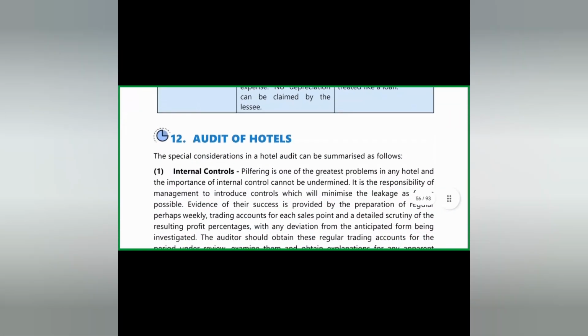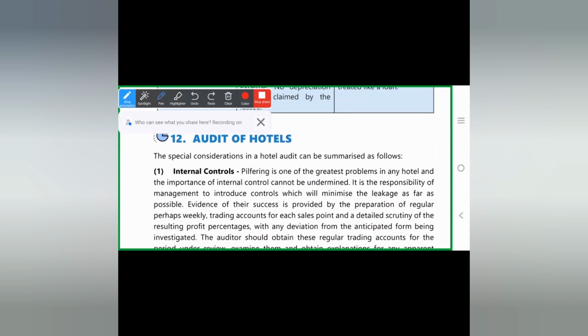We'll come to audit of hotels. We check internal controls. Now pilfering. Pilfering means choti choti choriyan, small thefts. This is the greatest problem in any hotel. And importance of internal control cannot be undermined. So it is the responsibility of the manager to introduce controls which will minimize the leakage.